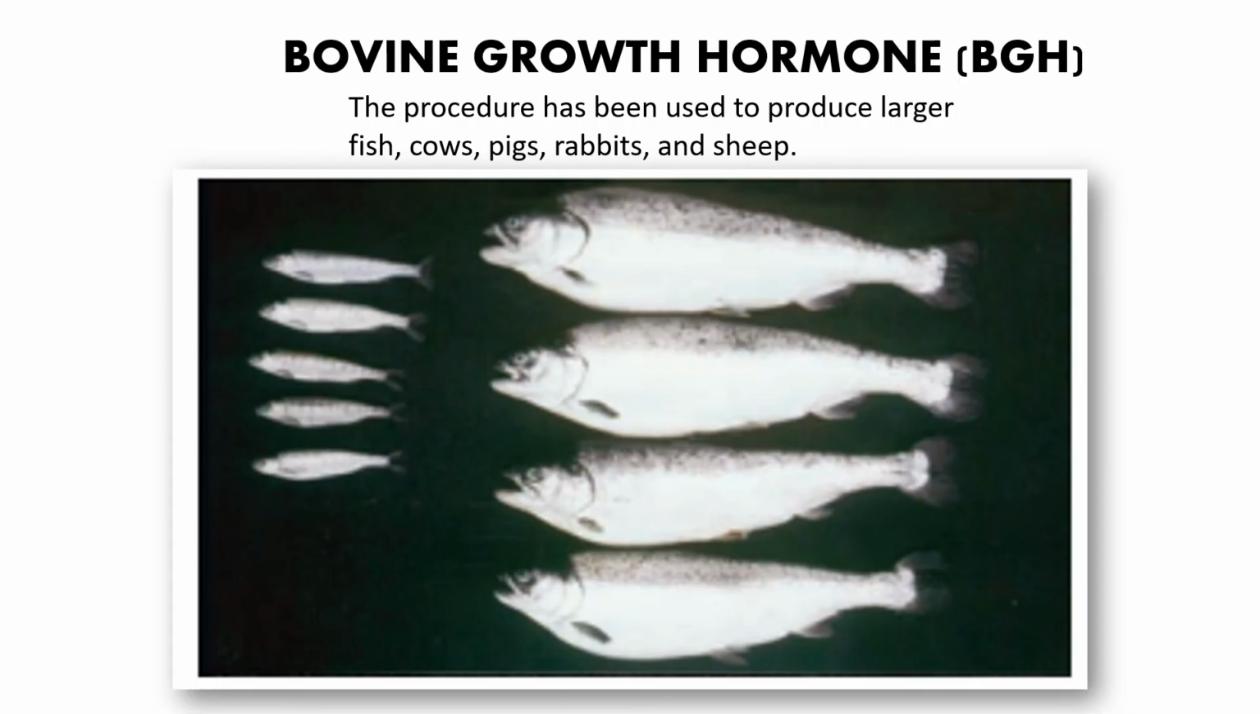So there are techniques that have been developed to insert genes into the eggs of animals. For example, many types of animal eggs have taken up the gene for bovine growth hormone, yung BGH. The procedure has been used to produce larger fish. Nakita nyo naman sa figure. And others, cows, pigs, rabbits, and sheep, gumagamit sila ng BGH hormone. And also, transgenic pigs may be produced to supply transplant organs for humans, a process called xenotransplantation.